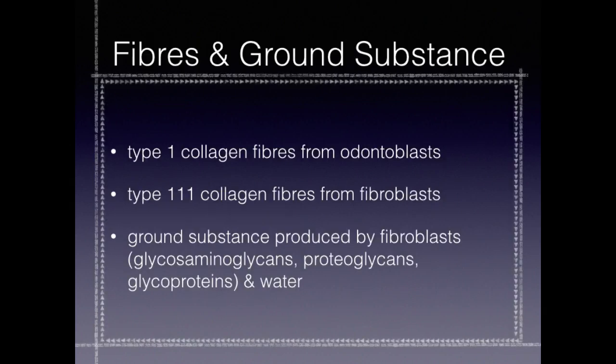Now the fibers in the ground substance. We have type 1 collagen fibers that are produced by the odontoblast, and type 3 collagen fibers that are produced by the fibroblasts. So both odontoblasts and fibroblasts are capable of producing the fibers that contribute to that pulp material. The fibroblasts also produce the ground substance, which is made up of a number of proteins like glycosaminoglycans, proteoglycans, glycoproteins, as well as water.